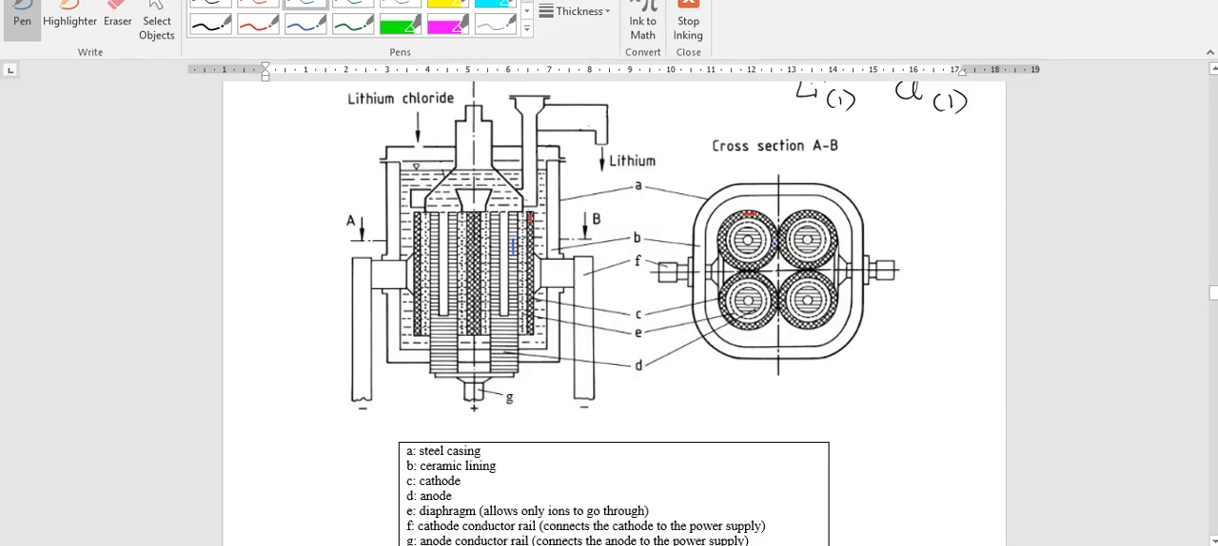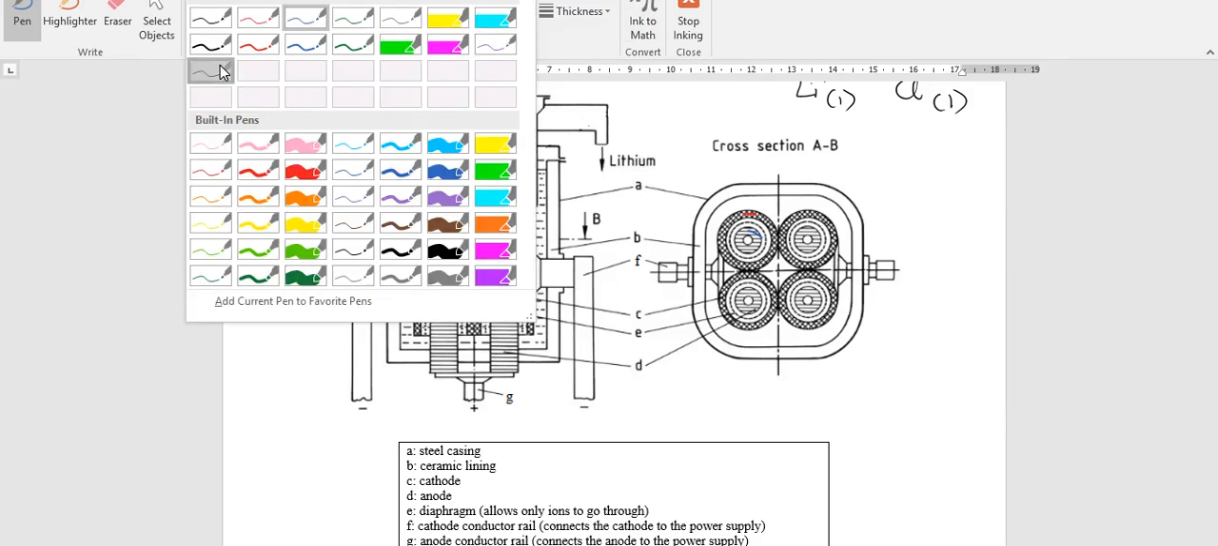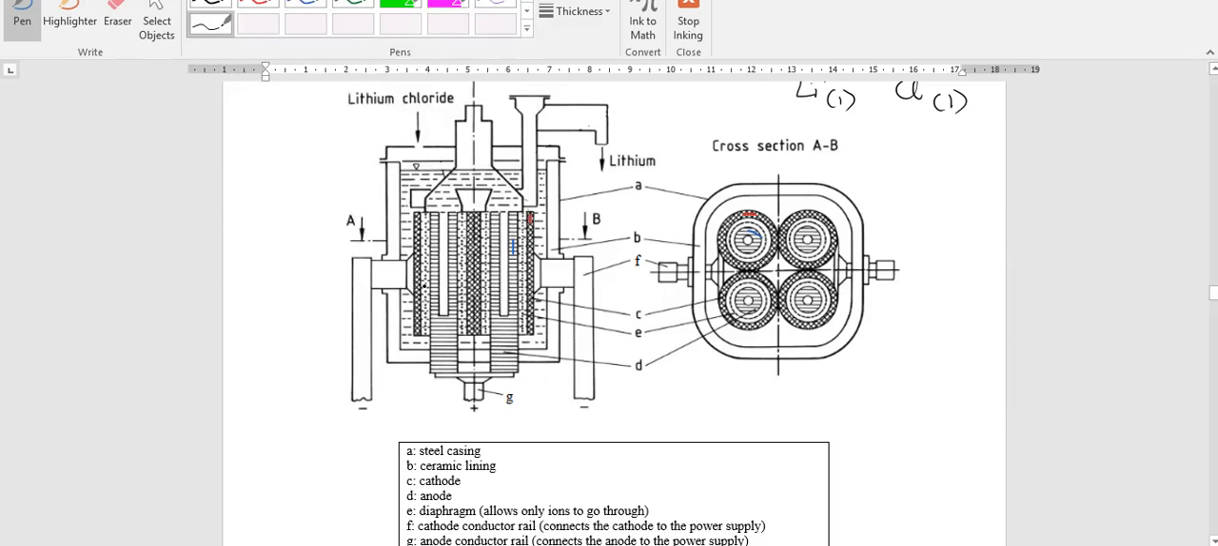And the reason why I gave the cross-section area is because I want you guys to be able to see that the diaphragm, which according to the question allows only ions to go through, actually surrounds the anode and separates the anode from the cathode. I want you guys to see that because I thought that if you look at this you couldn't really tell, so that's why it includes the cross-section area. Everything else are just extra details that you didn't need.